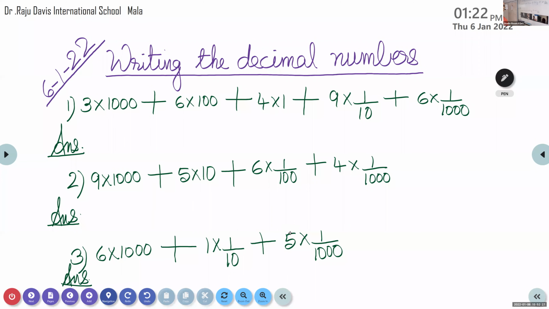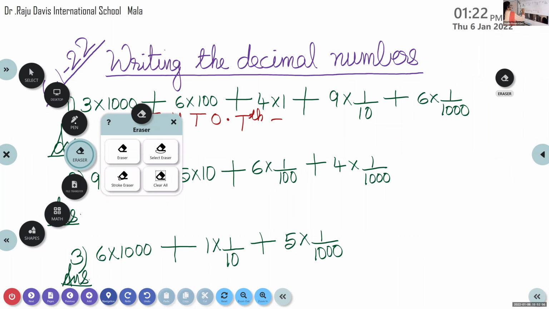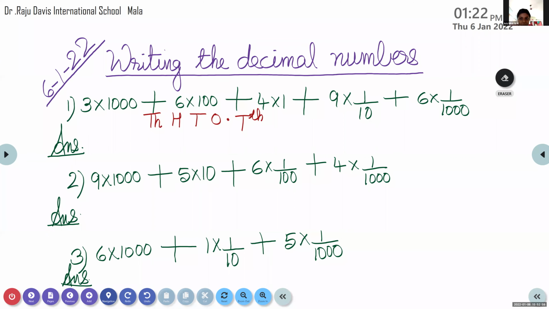Aris, first one. I will write the places. 3,164? 364? Is it 300? Is it correct? Check once again. Is it 3000 or 300? 3000. Okay, 3 will come under the thousands place.